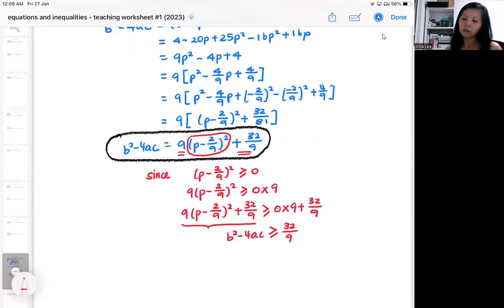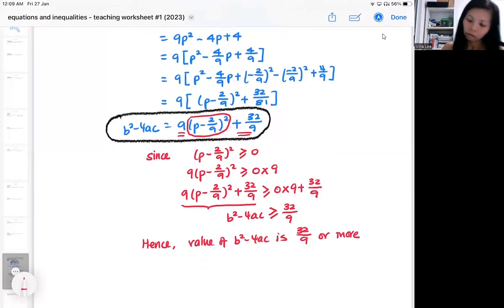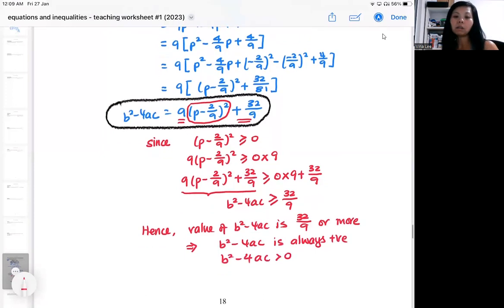So what is the implication? By the time you hit this, what should be your thinking? You couldn't tell the exact value of the discriminant, but you know that the value of the discriminant will be this or more. In other words, that also implies that the discriminant is always positive. So in a way, the discriminant turns out to be positive. What is the implication of a positive discriminant? That means the equation has real roots.